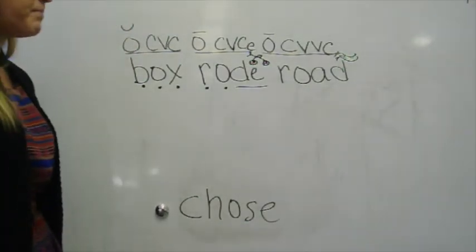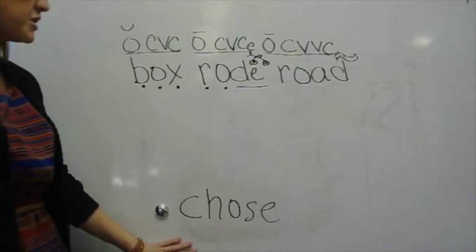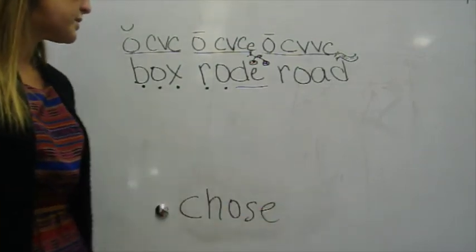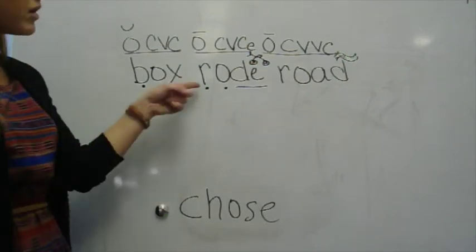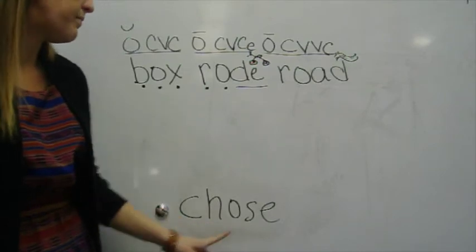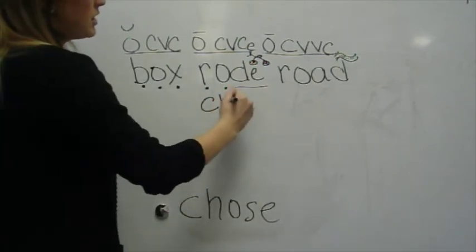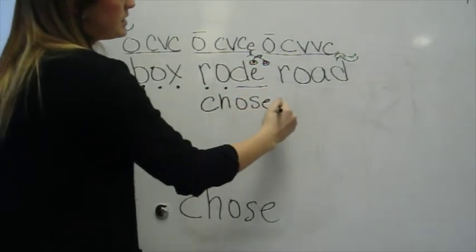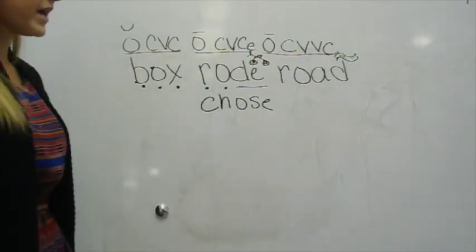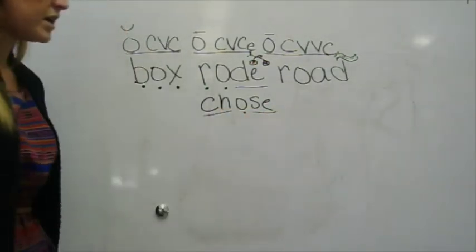Alright, fantastic job. Let's go over our next word. This is the word chose. Let's say the sounds for chose. Ch-o-z. Chose. Chose is going to go under column 2, because this magic e is making this letter say its name. Let's say and write chose under column 2. Chose. And we can dot and dash those sounds. Chose.